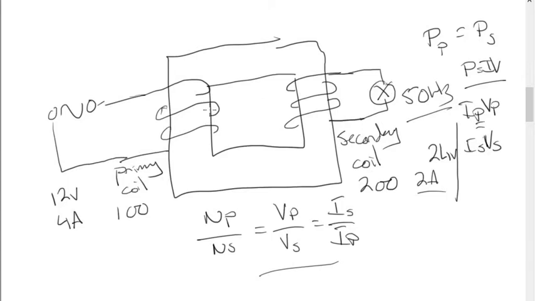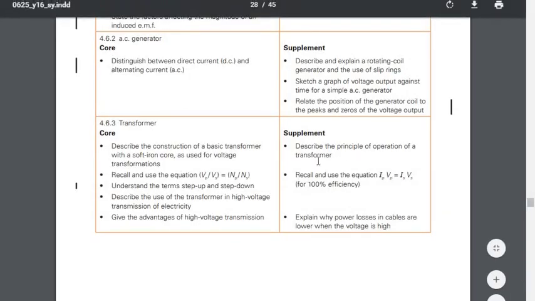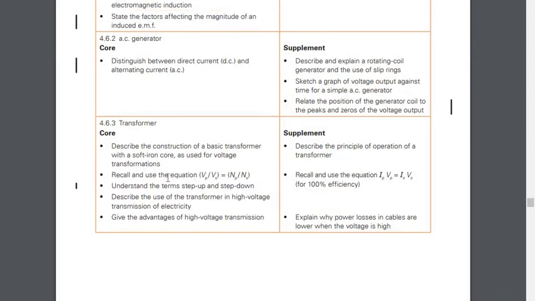How do we know which one is the primary coil? It's the one which has the supply connected to it. Got it? And the secondary coil is the one which is connected across the output. Alright, that's point number 1. Then what? Describe the principle of operation of a transformer. We already talked about that, okay? So we'll talk about that again a little later.